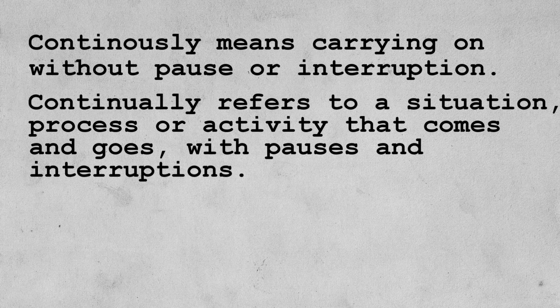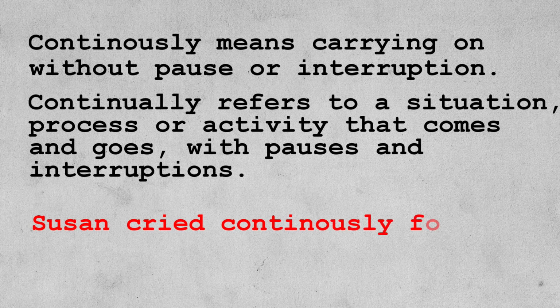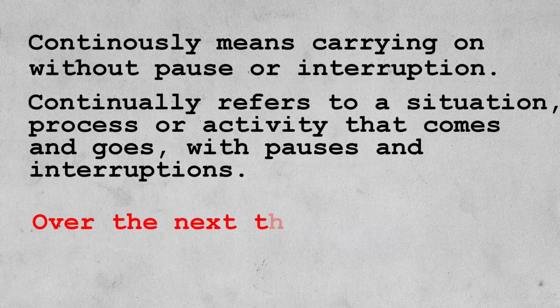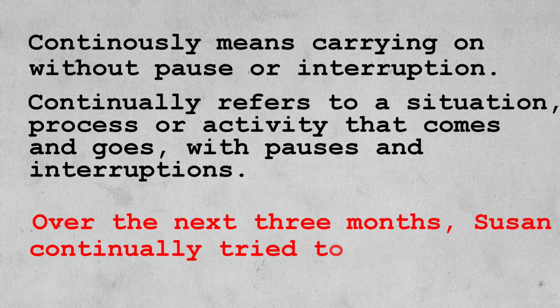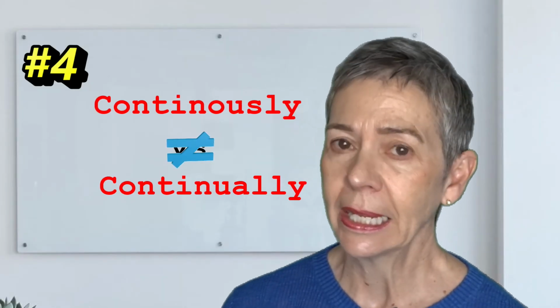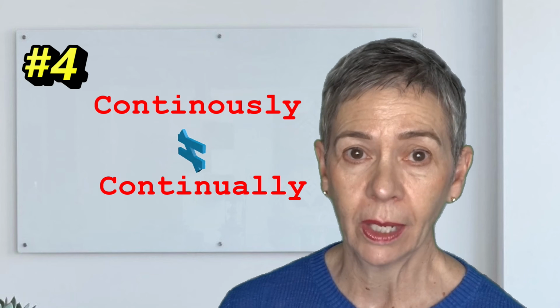Here are 2 examples. Susan cried continuously for 3 hours after her husband stormed out. And you can reasonably interpret that as meaning that she didn't stop crying. But the next one, over the next 3 months, Susan continually tried to contact her absent husband. And you can reasonably expect that she didn't do it 24 hours a day for 3 months, but she did it off and on continually. So continuously and continually do not mean the same thing.